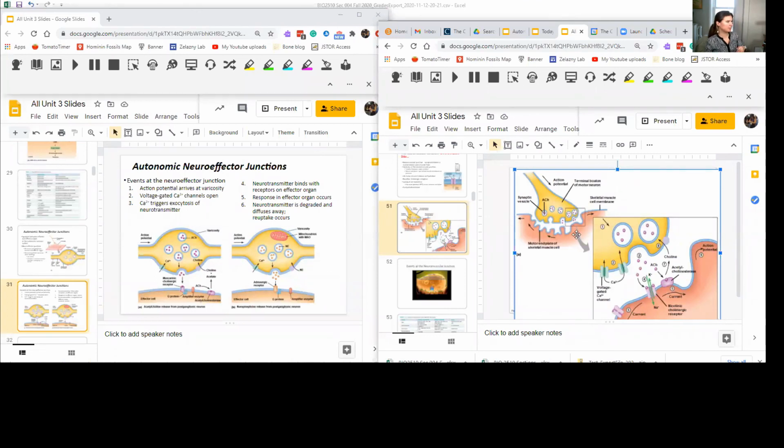So the main differences I'd focus on are the varicosities versus the terminal bouton, and the fact that the neuroeffector junctions have a general effect, whereas the skeletal muscle neuromuscular junctions are really specific.